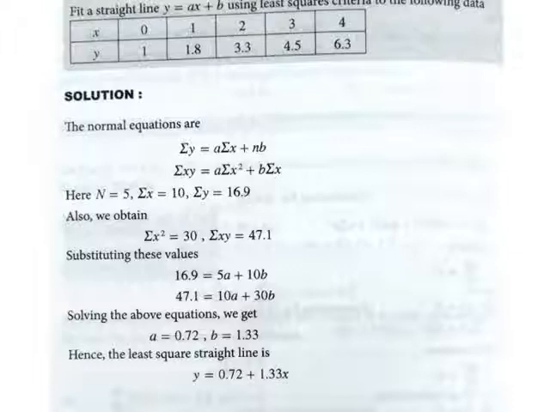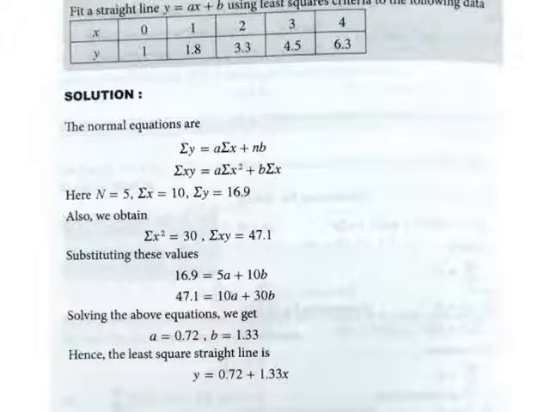We discussed in theory it is with a, but in the question it is ax plus b, so we behave accordingly. The second normal equation is obtained by multiplying the given equation with x and taking summation. The obtained equation here is summation xy equals a summation x square plus b summation x. Now here capital N represents the total number of terms. In this table we have 5 terms, so capital N equals 5.